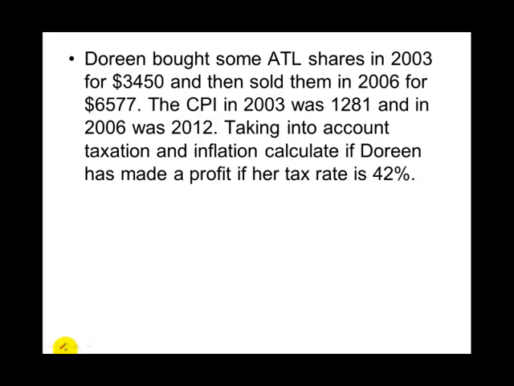So let's have a look at a bit more of a complex question, because this has got a bit more in it. Doreen bought some ATL shares for $3,450 and sold them for $6,577. She bought them in 2003, sold them in 2006. The CPI in 2003 was 1,281, in 2006 was 2012. Taking into account taxation and inflation, calculate if Doreen has made a profit if her tax rate was 42%. Whole lot of information here, so let's go through it step by step and see how it works out.